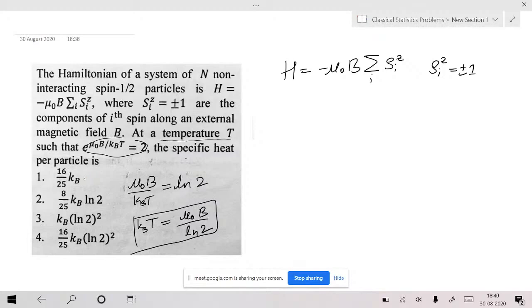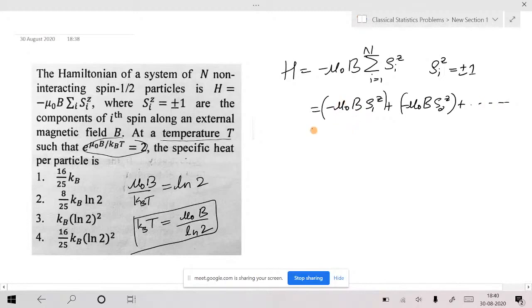One thing that I'm going to suggest here is the most general point: this Hamiltonian gives you the energy, am I right? I goes from 1 to n; there are n non-interacting particles. You can write this as minus mu naught B S_1^z plus minus mu naught B S_2^z, and so on n times. Am I right? Now look at here.